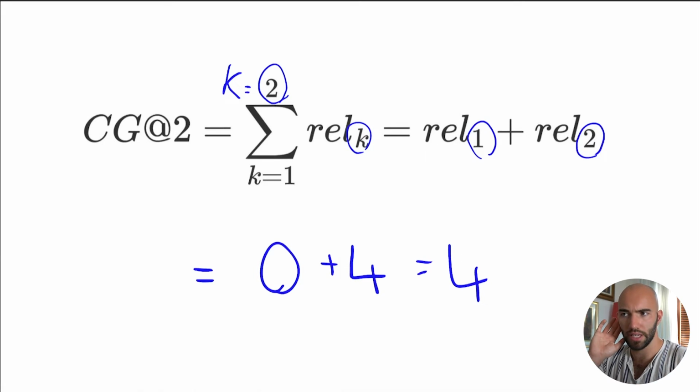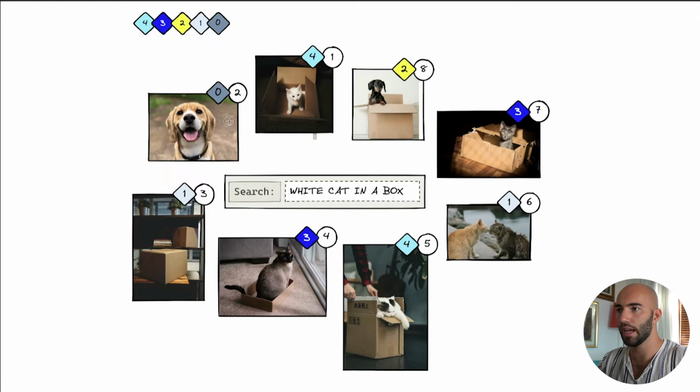Now, it's important to note here that NDCG, the metric, is order aware, but CG by itself is not. If we'd swapped those two items, as we have here, so we've swapped these two.